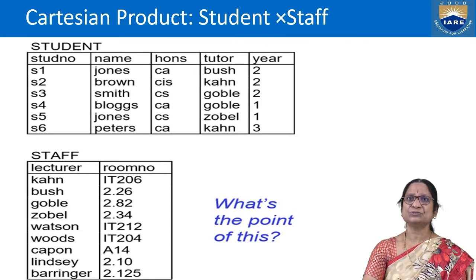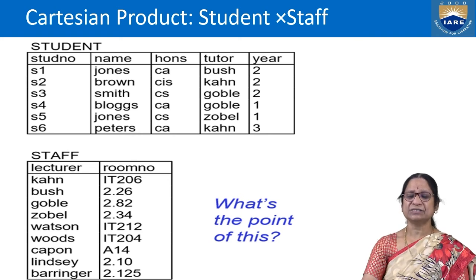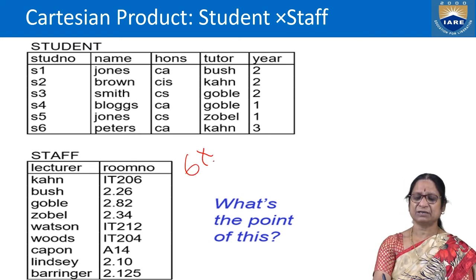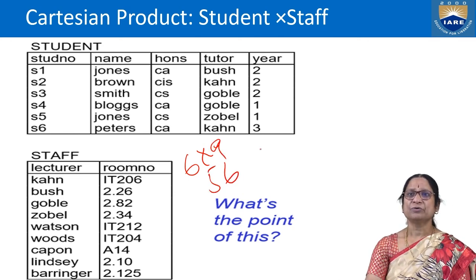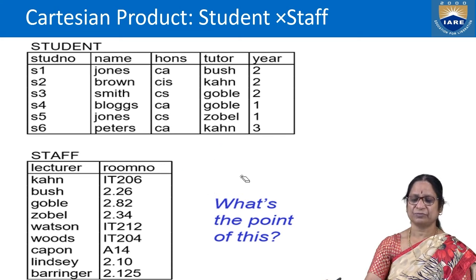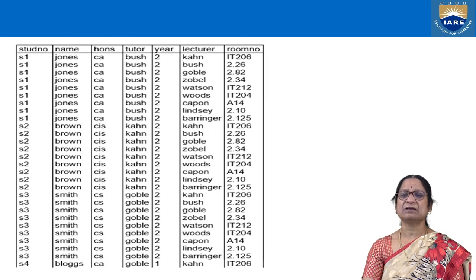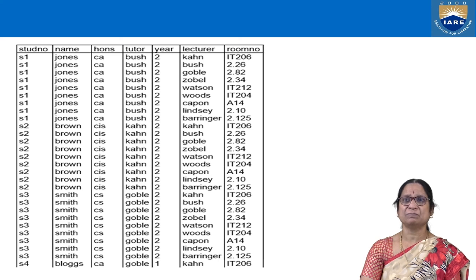So another example is there, student and staff. You observe 1, 2, 3, 4, 5, 6 students are there. Staff is 1, 2, 3, 4, 5, 6, 7, 8, 9 are there. So 6 into 9 means you will get approximately 56 tuples. So 56 tuples will be there, and those tuples are going to be having attributes of the student followed by attributes of the staff. So you observe here, this is one kind of such type of representation having many tuples actually.